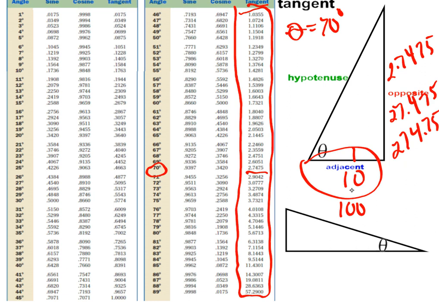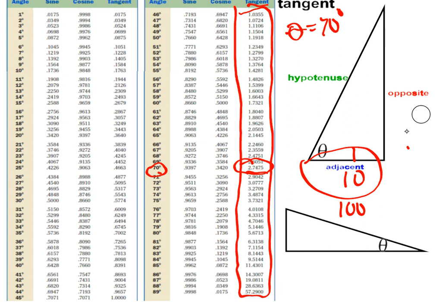It doesn't matter how big the triangle will be. If it's 70 degrees, then the opposite will always be 2.7475 times bigger than the adjacent. Cool. All right, so let's see what happens with a different triangle.